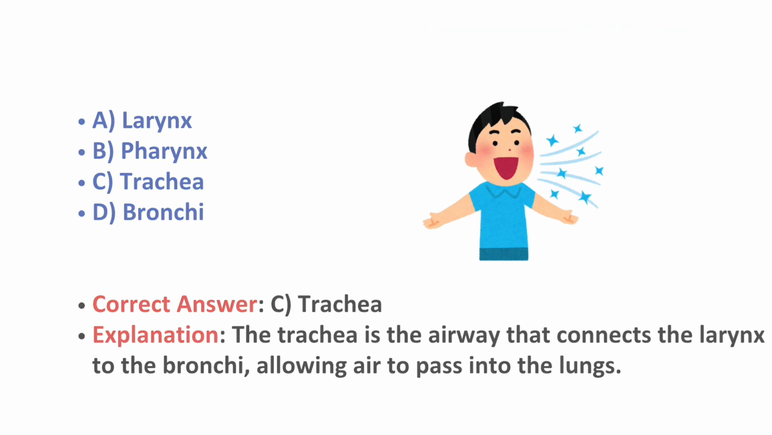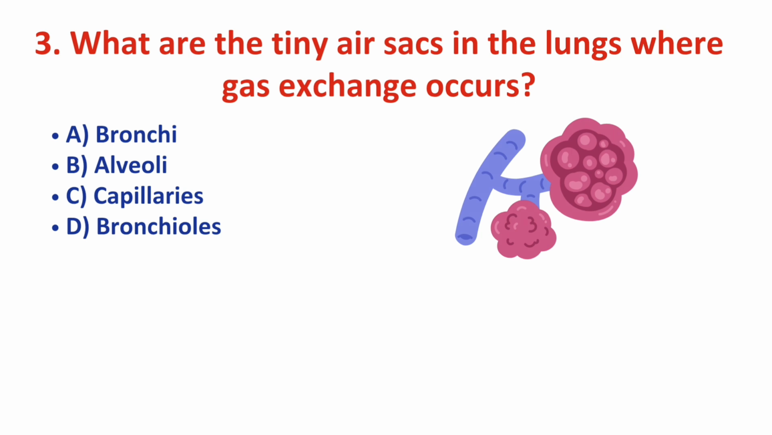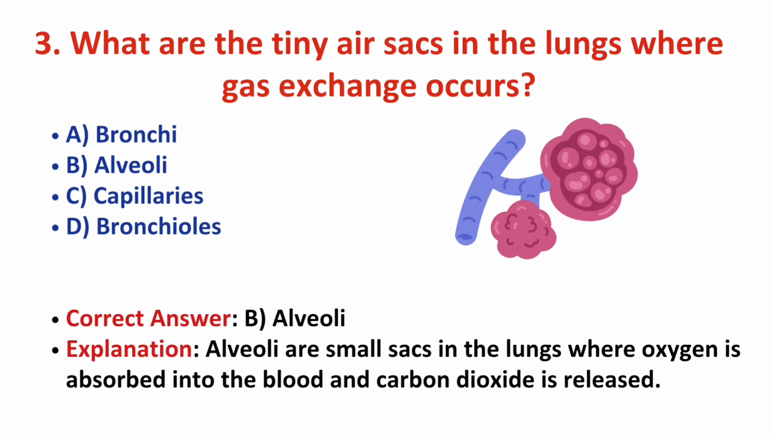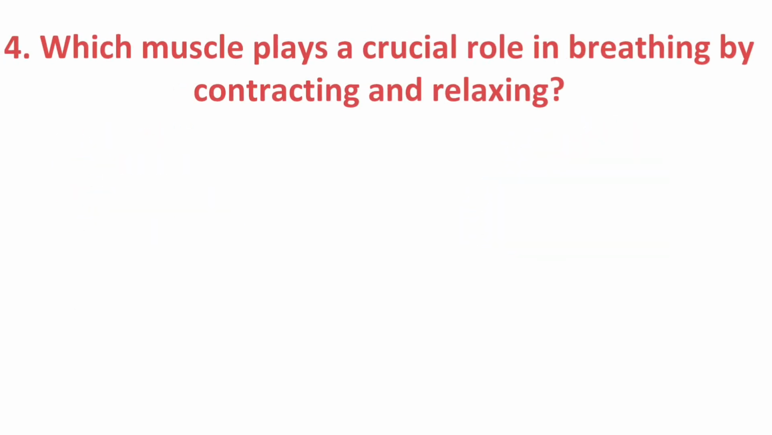Moving towards the next question, question number 3. What are the tiny air sacs in the lungs where gas exchange occurs? Options are bronchi, alveoli, capillaries and bronchioles. And the correct answer is option B, alveoli. Alveoli are small sacs in the lungs where oxygen is absorbed into the blood and carbon dioxide is released. So the correct answer is alveoli, option B. Alveoli are tiny sacs in the lungs.